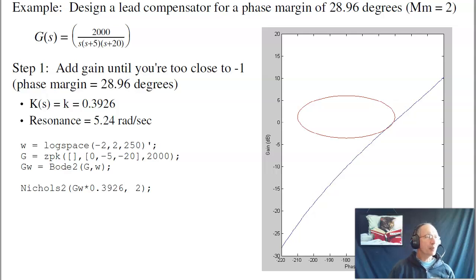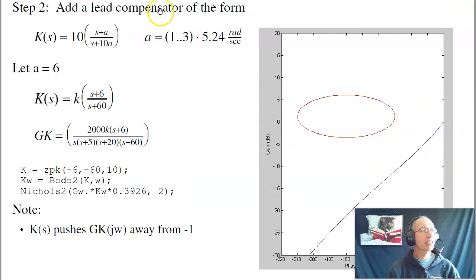As an example, going back to the system that we had before, if I design a gain compensator, I'd like to crank up the gain as much as I can, but I can't go too far because I start to resonate right here at 5 radians per second. So what that means is I need to add a lead compensator. Pick the 0 to be 1 to 3 times my resonance, 1 to 3 times 5 radians per second, and let's just pick the number 6.